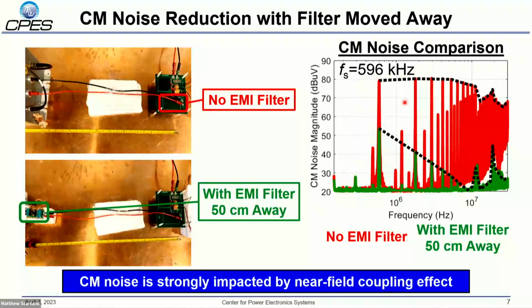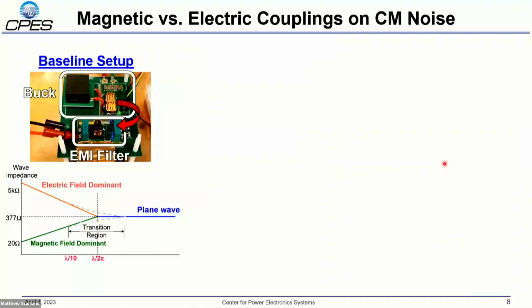Then we do a very similar test, only this time we place our EMI filter very far away from the power stage. Here the EMI filter is 50 centimeters away from the buck converter. And in this position, the EMI filter does a much better job of reducing the common mode noise. So clearly there's some type of coupling between the power stage and the filter. At these distances in the conducted frequency range, we know that this coupling must be a near field coupling effect.